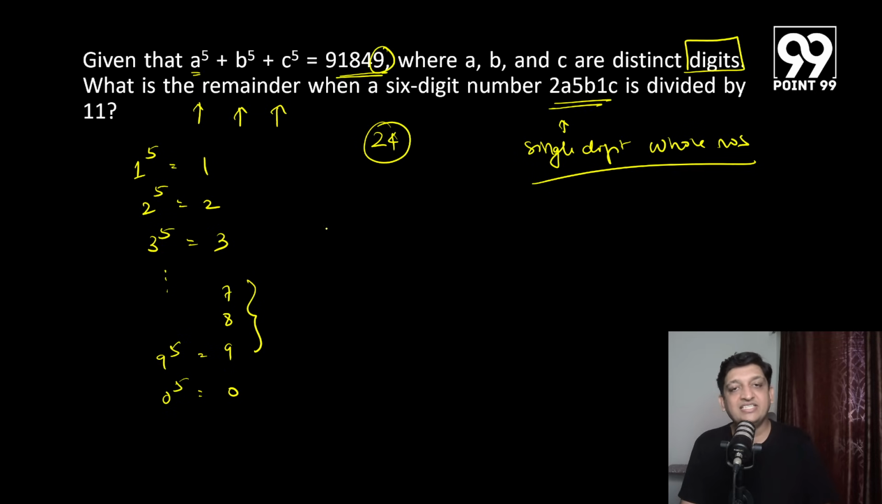But my number ends in a 9. So what can be the sum of the last digits of these three numbers, a raised to 5, b raised to 5, c raised to 5? It's either 19 or it is 9, one of these two.